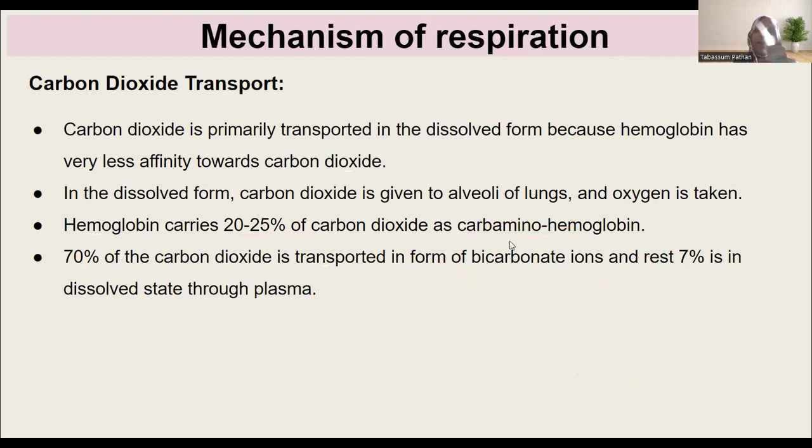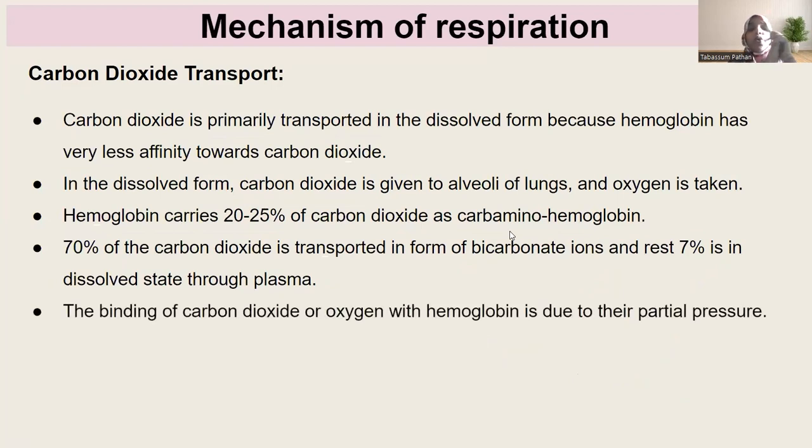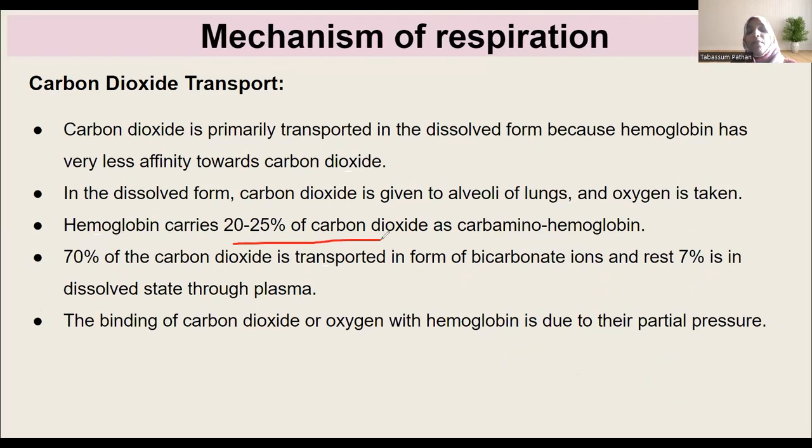I hope it is understood till here. The binding of carbon dioxide and oxygen is due to the partial pressure. The question might arise in your mind, how come carbon dioxide is binding and oxygen is also binding at the same time? This will largely depend upon the pressure. If carbon dioxide partial pressure is more, carbaminohemoglobin will form. If oxygen pressure is more, then oxyhemoglobin will form.